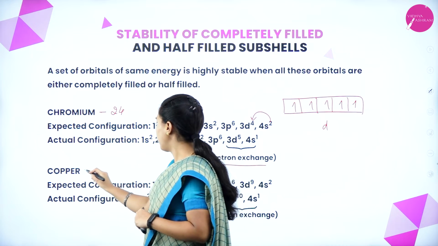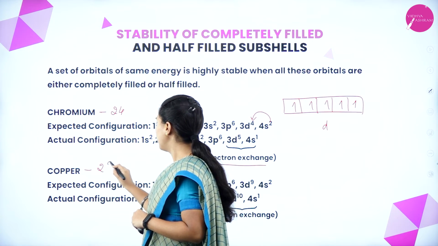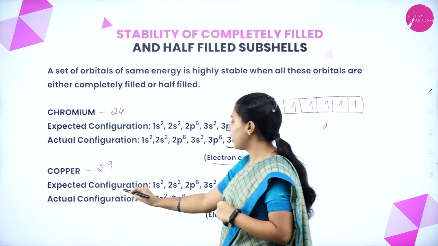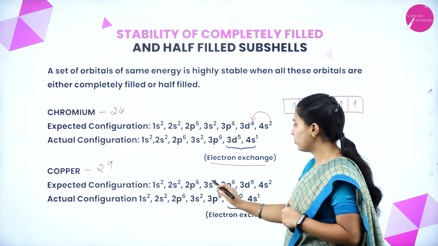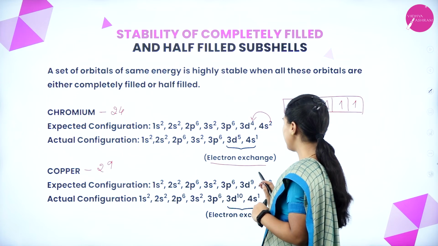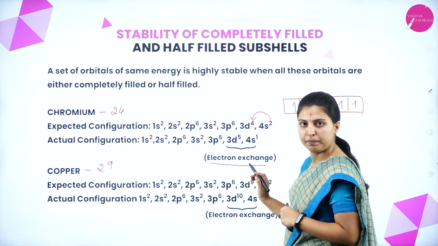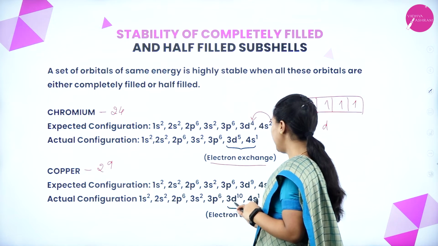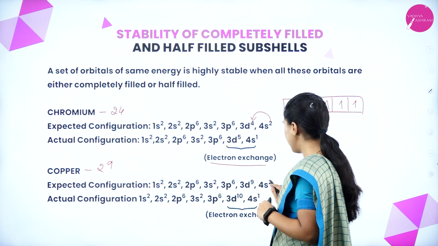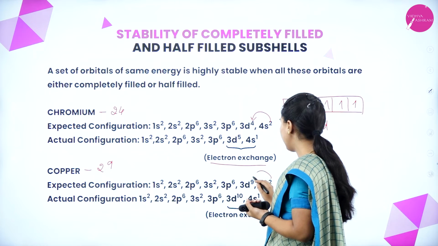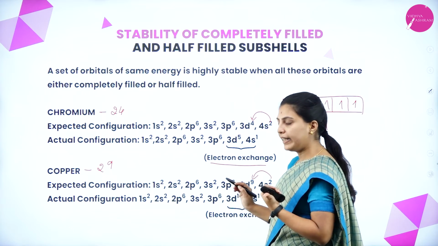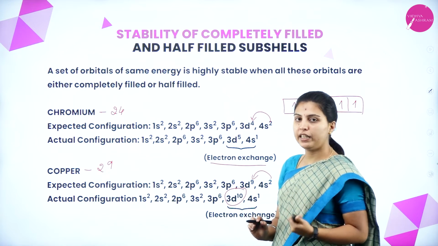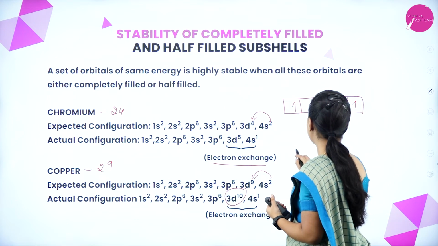For copper, 29 is the atomic number. The expected configuration is 1s2, 2s2, 2p6, 3s2, 3p6, 3d9, 4s2. The actual configuration is different. Here, the electron will exchange from 4s2 to 3d9, then the 3d10 will be completely filled. Same thing.